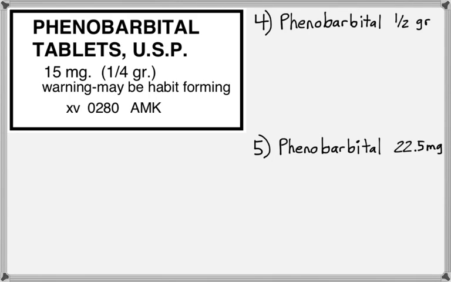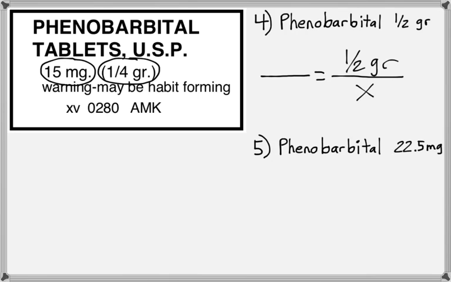On number 4, the order is coming in for 1/2 grain of phenobarbital. So I'm going to set up my proportion, and it's 1/2 grain. Now the strength, I really see two strengths listed here. So 15 milligrams and 1/4 grain. Because the order is coming in with grains, I'm going to use the grains strength. So 1/4 grain. And because this is tablets, I'm putting this over 1 tab.